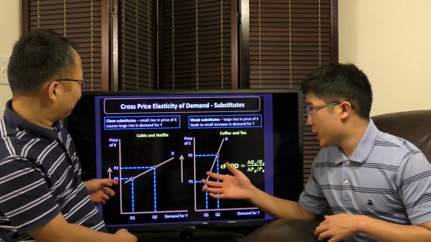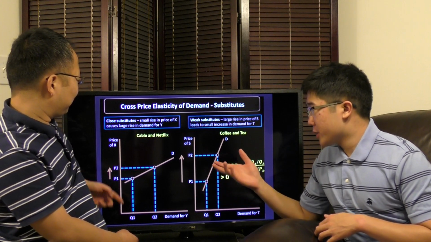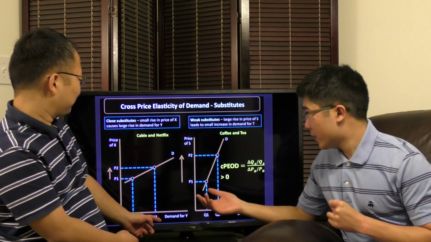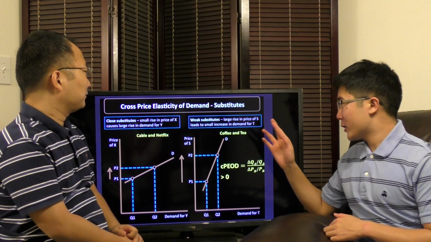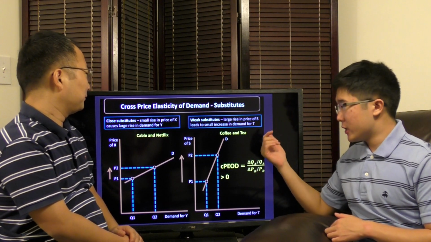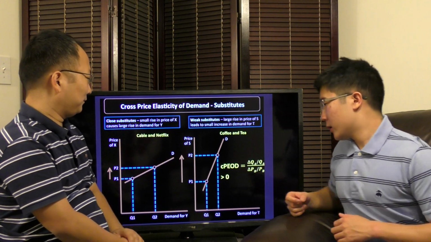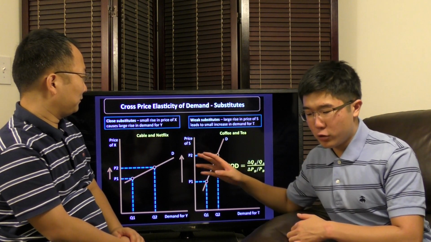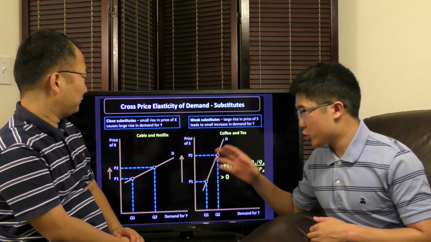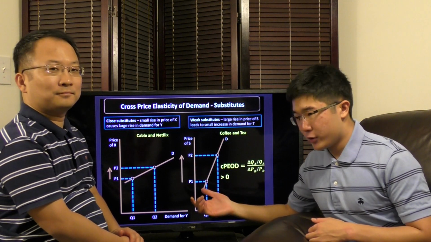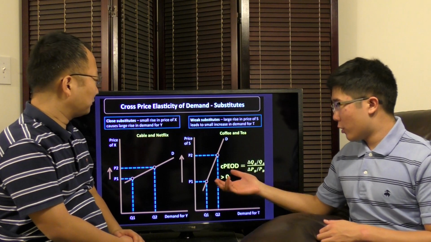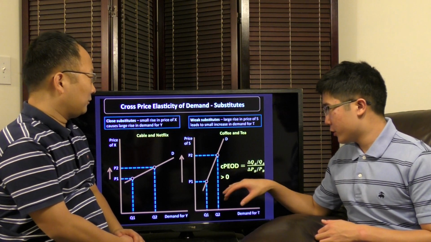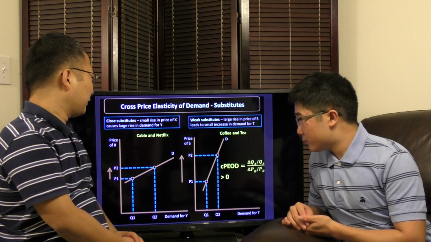A small rise in price of product X causes a large rise in demand for product Y. Contrary to weak substitutes, a large rise in the price of S only leads to a small increase in demand for product T. So basically, we can see here, the price of one good is a strong factor in the demand for another good for close substitutes. And the price of one good is only a small or light factor in the demand for another good for weak substitutes. Again, we have some examples.